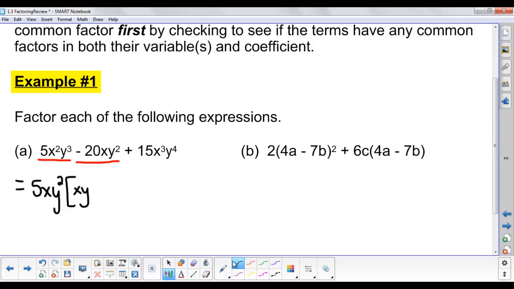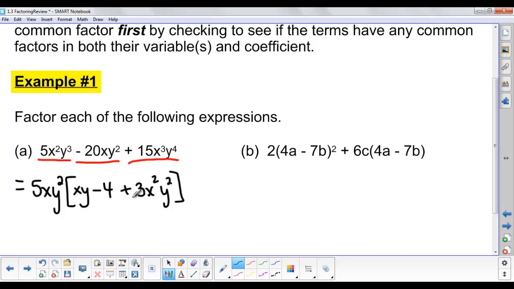And then we move on to our next term, the negative 20xy squared. And again, numbers divided by numbers, letters divided by letters. So negative 20 divided by 5. x divided by x is just 1, and y squared divided by y squared is also just 1. Now we take a look at the very last term, 15x cubed y to the 4 divided by 5xy squared. So 15 divided by 5 is positive 3, x cubed divided by x, and then y to the power of 4 divided by y squared.